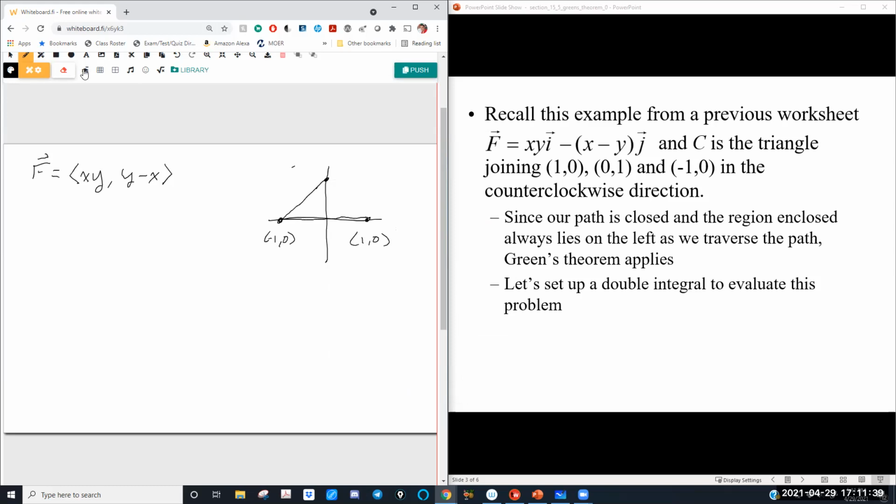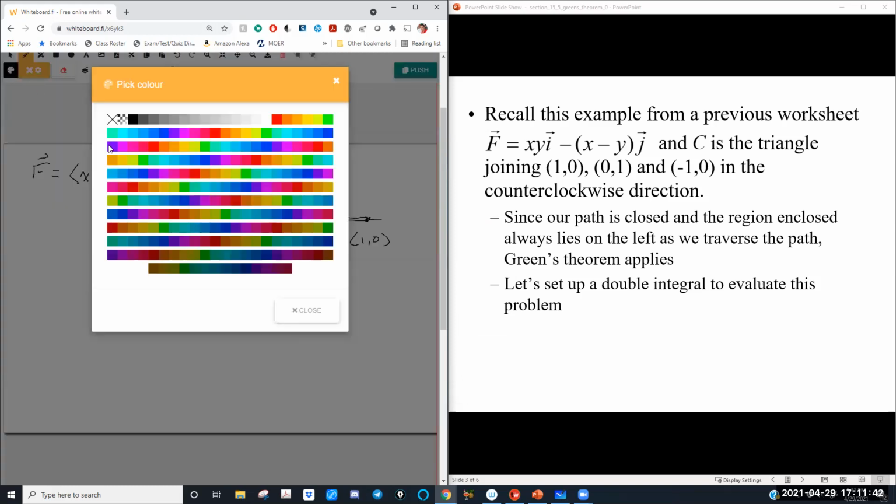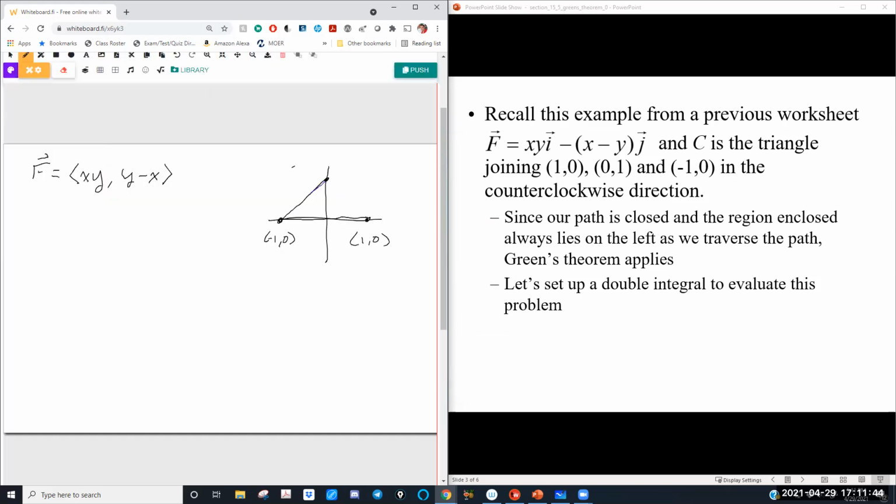Again, if we weren't going in the counterclockwise direction, not a big deal. That's not a deal breaker by any means. We just know that we're going to have to change the sign, because of the way Green's theorem is derived, it automatically does the counterclockwise direction. But this one's in the counterclockwise direction. So that's our path C. And inside there, that's our region R.